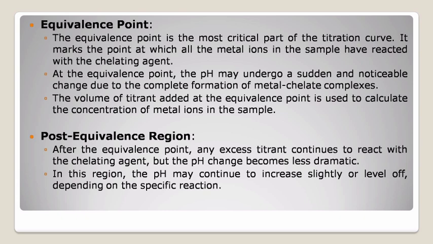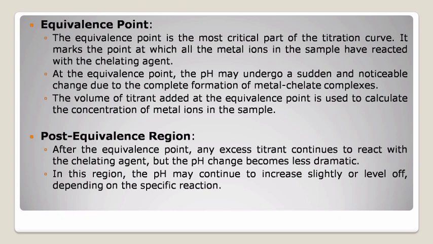Fifth, equivalence point. The equivalence point is the most critical part of the titration curve. It marks the point at which all the metal ions in the sample have reacted with the chelating agent. At the equivalence point, the pH may undergo a sudden and noticeable change due to the complete formation of metal chelate complexes.